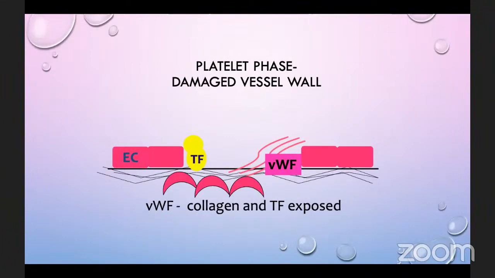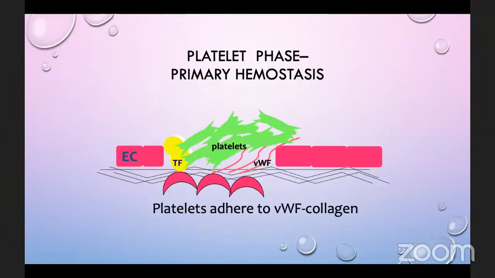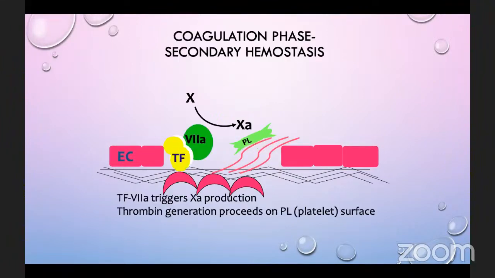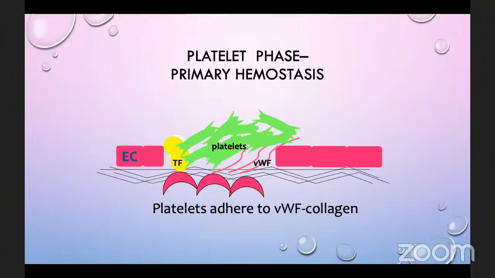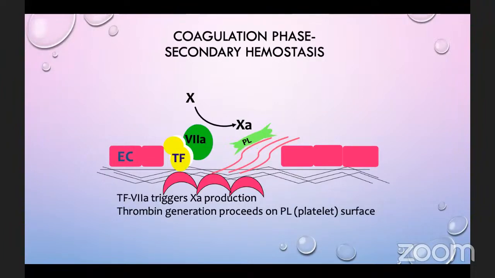And then the platelet phase is activated, whereby the damaged blood vessels have exposed tissue factor, which then binds to collagen and von Willebrand factor, and therefore you have the initial clot or the primary hemostasis that takes place. So platelets are attracted to that area, and then eventually the platelets are activated and you form the initial or the primary clot, right?